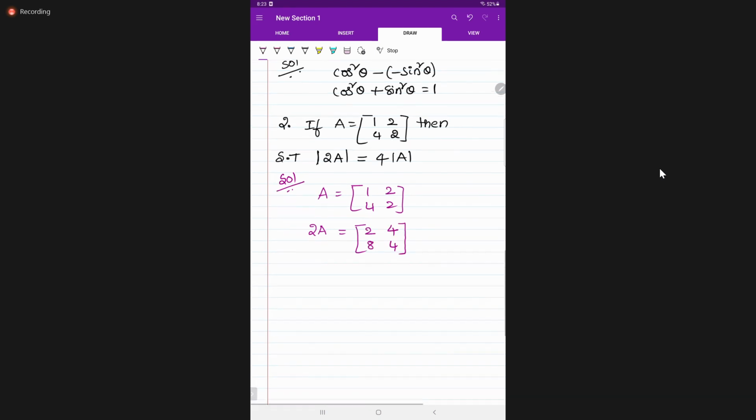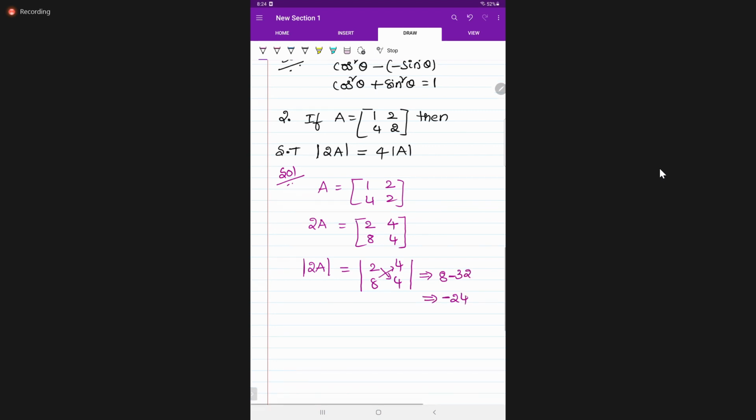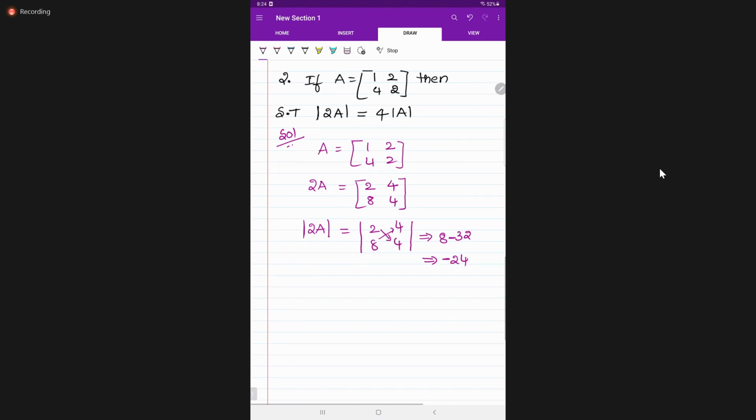Then after that, take determinant. Det of 2A is equal to determinant of [2, 8; 4, 8]. Then what you get here? 2 eights are 16, minus 8 fours are 32. Very good. Then what you get here? Minus 16, which is minus 16. This is the LHS.